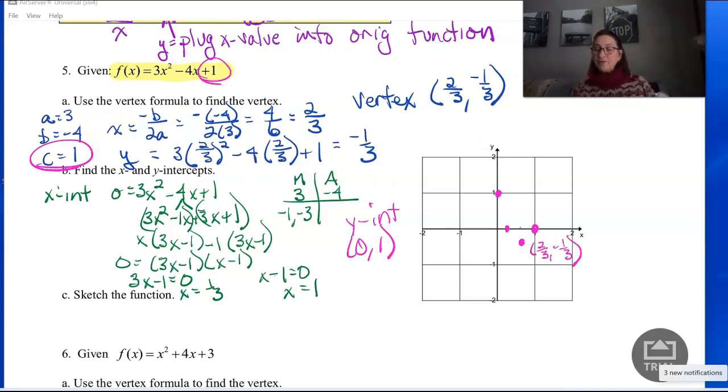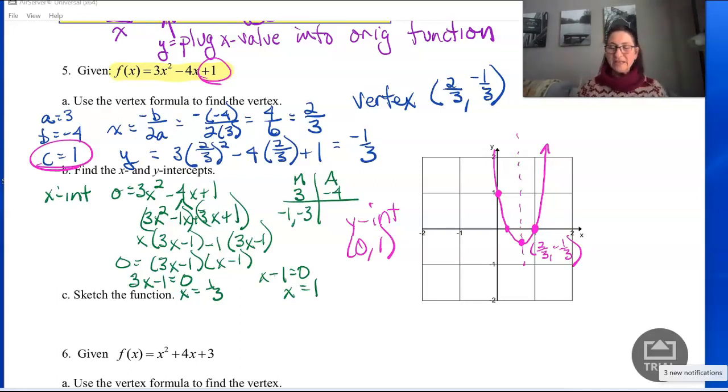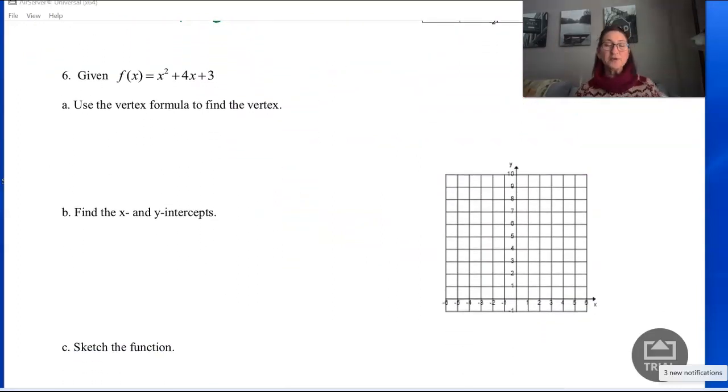All right. So I can go ahead and sketch this. Because I'm dealing with fractions, it's not super easy to find the exact value that is symmetrical with that y-intercept. That's why I just kind of eyeballed it instead of finding the exact value. All right, let's do another one where we're using the vertex formula.